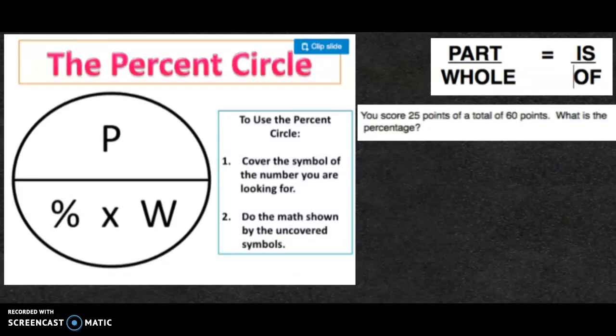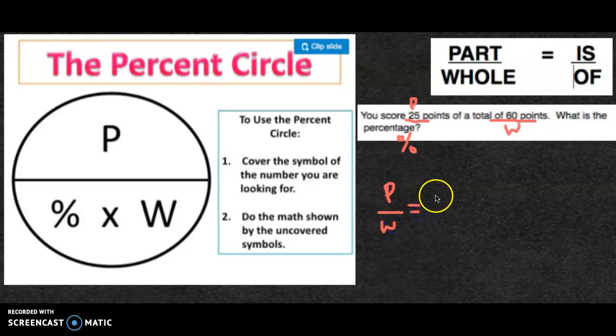For a third example, you score 25 points of a total of 60 points. So from this problem you can tell that 25 is smaller than your total, which is 60. So this would be your whole and this would be your part. And the question is, what is the percentage? So you want to solve for percentage. Now looking at our circle chart, percentage is over here. If I cover this up, I'm left with P, or part, divided by whole. So to solve for my percentage, I take my part and I divide it by my whole.